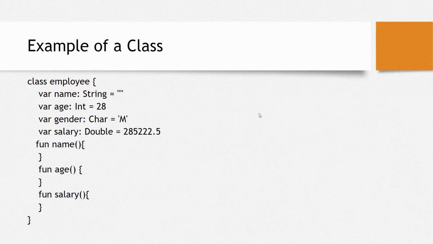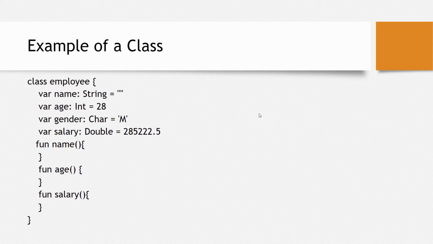Now, an example of a class. This is an actual example in which we will create a class. The keyword we use is class. Then the name of the class is Employee. I wrote a small e here, but it should be capital. Every time the class name should start with a capital, so don't write a small e here, capital E. It was a mistake. Then there are some variables, as you can see: name, age, gender, and salary.